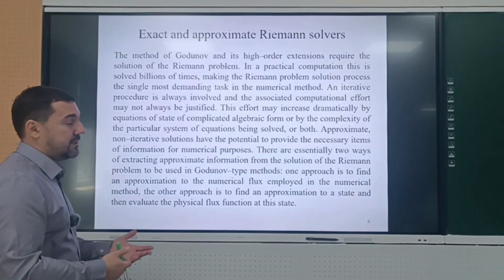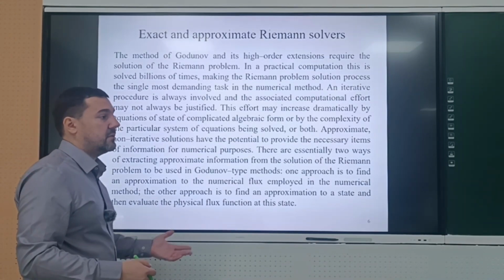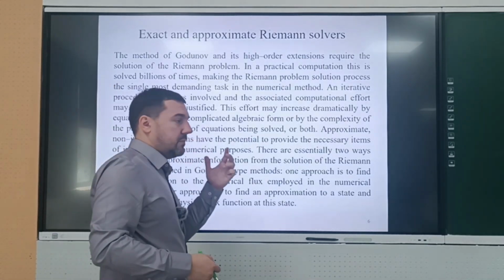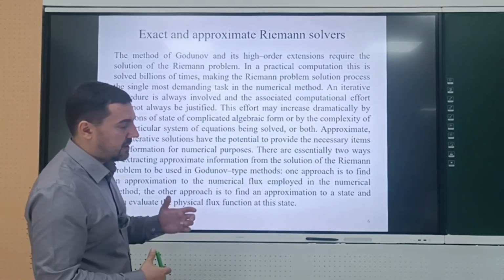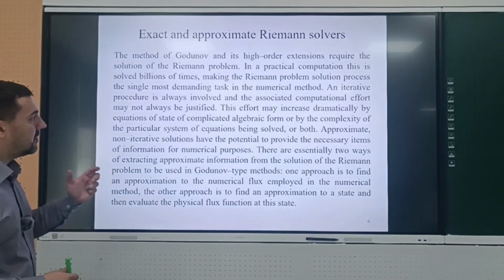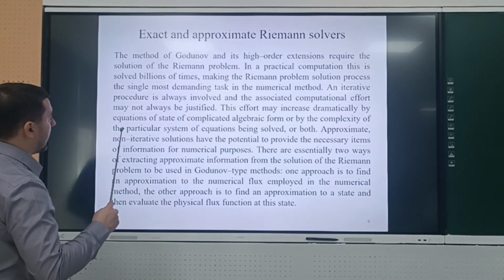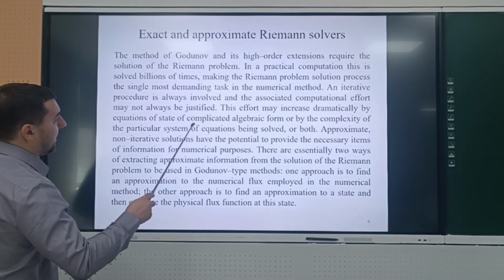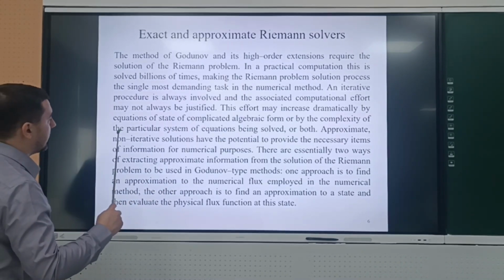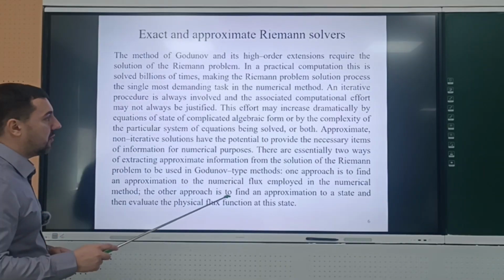That is why people developed a lot of approximate Riemann solvers. So one of the problems with the Godunov method, one of the disadvantages, is the computational cost. This effort may increase dramatically by an equation of state of complicated algebraic form, or by the complexity of the particular system of equations being solved, or both.